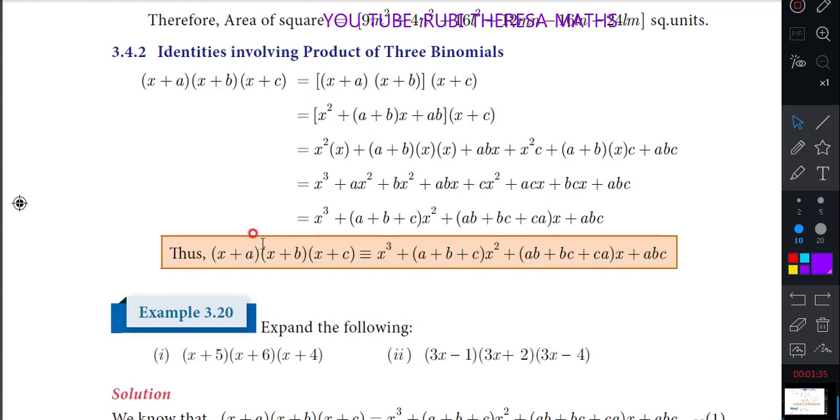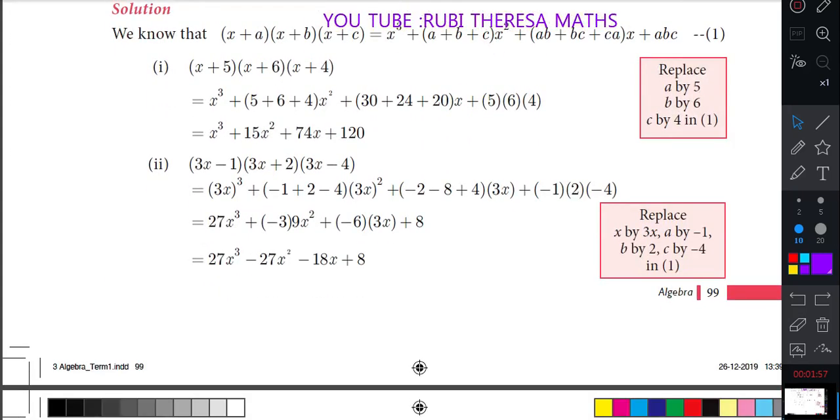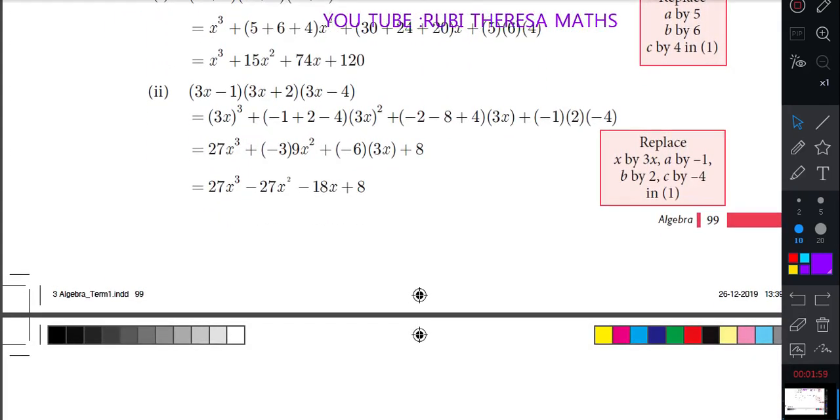(x plus a) into (x plus b) into (x plus c) identically equal to x cube plus (a plus b plus c) into x square plus (ab plus bc plus ca) into x plus abc. Do you follow? So, this identity, we are going to make use of it here.